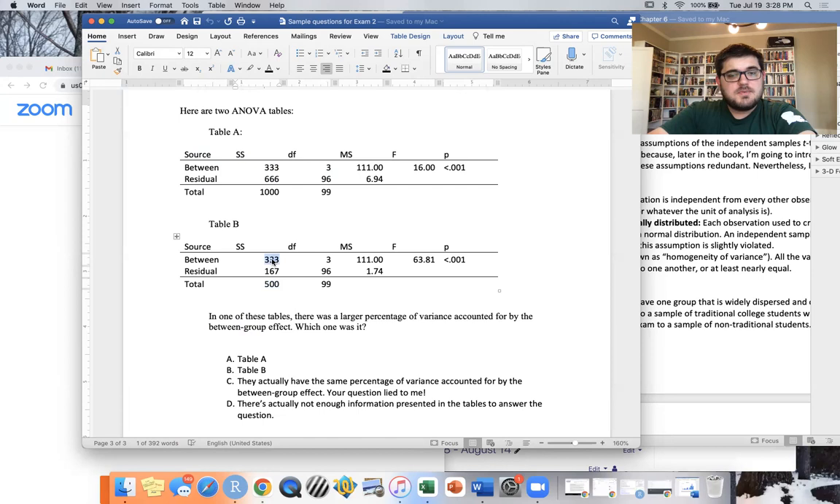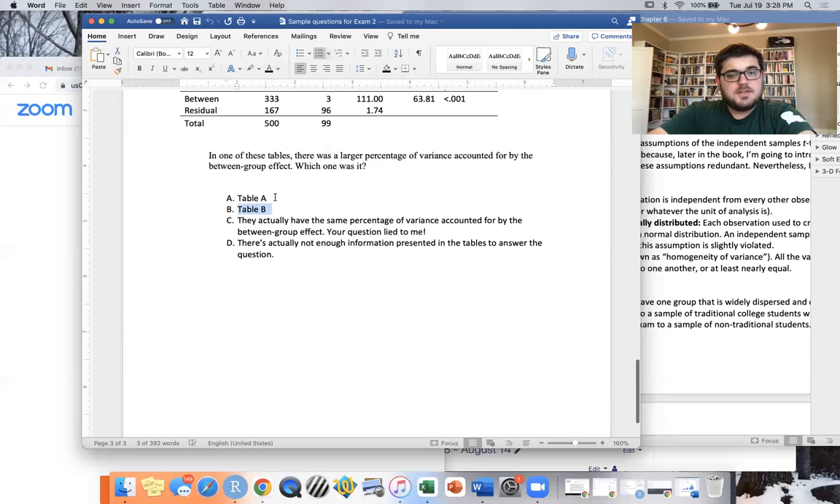A little over 60% compared to 1/3 over here. So table B has a higher proportion of the total variance being accounted for. Up here, 1/3 of the total variance is being accounted for by the between groups effect. And over here, about 60% of the between groups effect is being accounted for. 333 out of 500. So the correct answer is B.